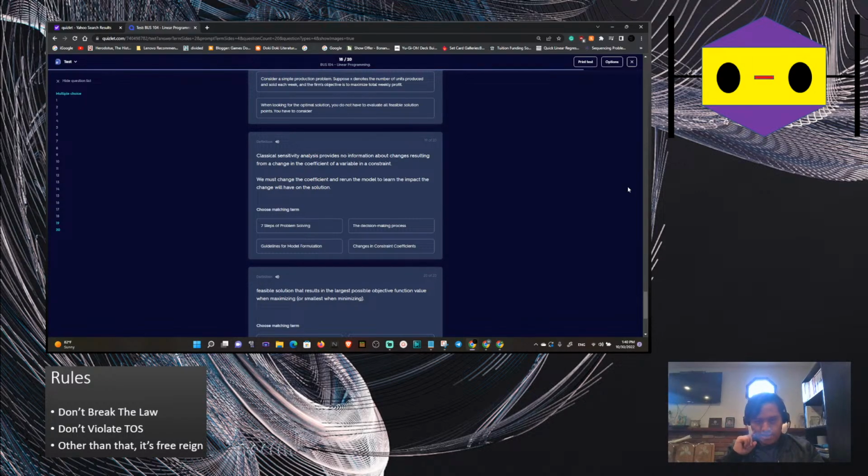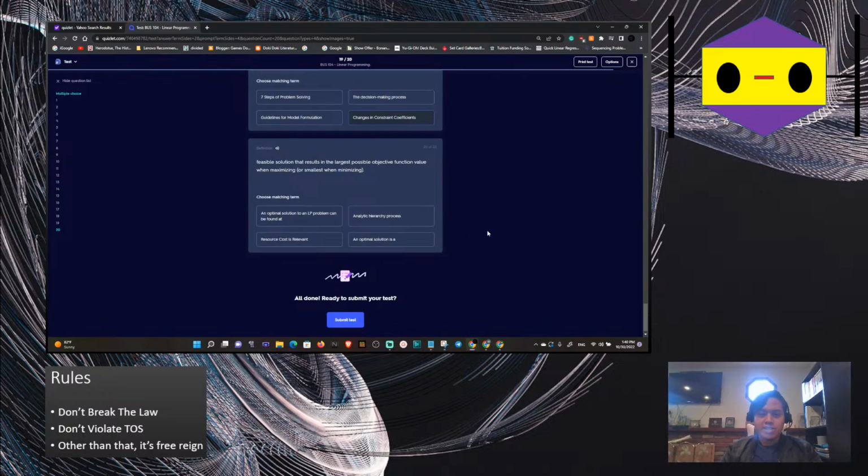Classical sensitivity analysis provides no information about changes resulting from a change in the coefficient of a variable in a constraint. What does that mean? You must change the coefficient and rerun the model to learn the impact the change will have on the solution. So, change the coefficient. Here? D? D.